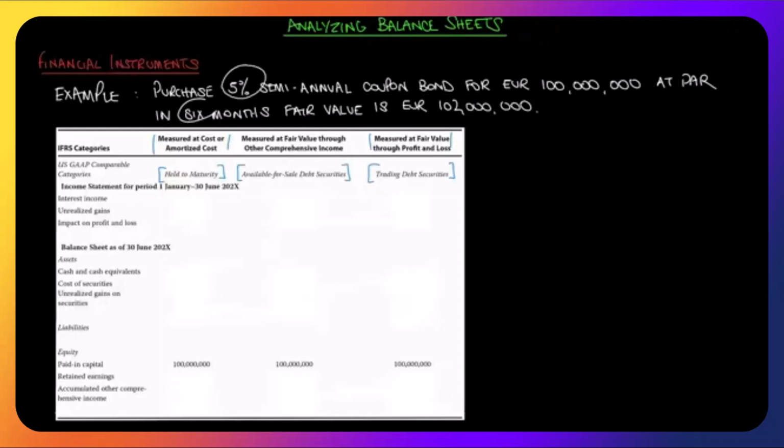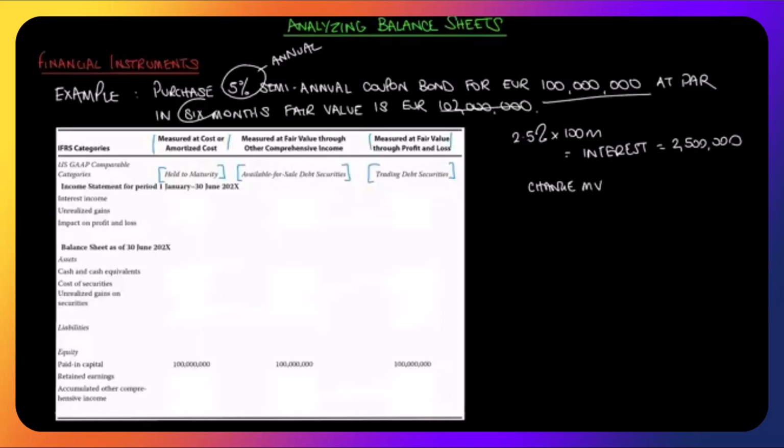5% semi-annual. Remember, coupons are always stated annually. So 5% semi-annual is going to be 2.5% of our 100 million. That's going to give us interest of 2.5 million. We also have a change in market value. We bought it at 100 million. Its fair value is now 102. So 2 million.